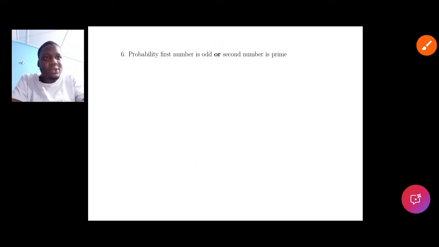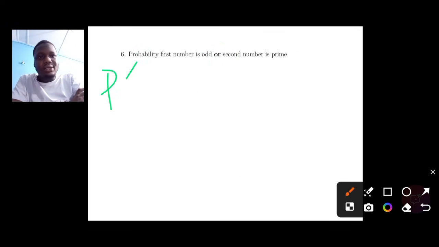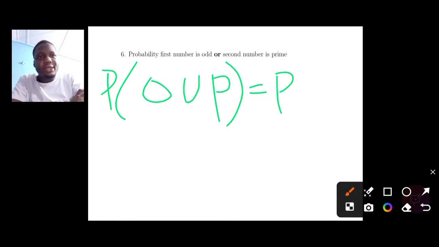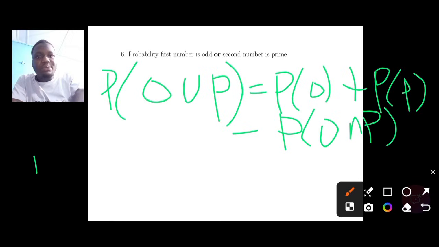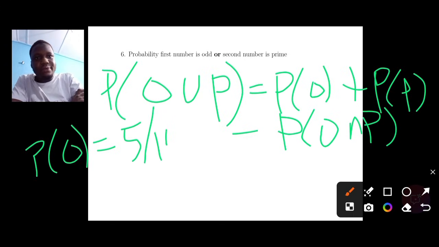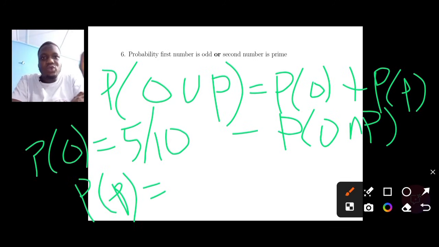Okay, good. So let's tackle this. So the or translates to O union P. It is PO plus PP minus their intersection. So what is PO? The probability of odd, we all know, is 5/10. And for the probability of prime, the prime numbers, we have 2, 3, 5, and 7. So 4 of them. So we have 4 out of 10.